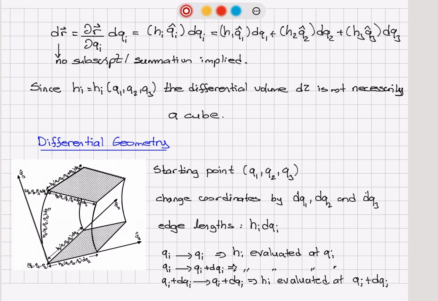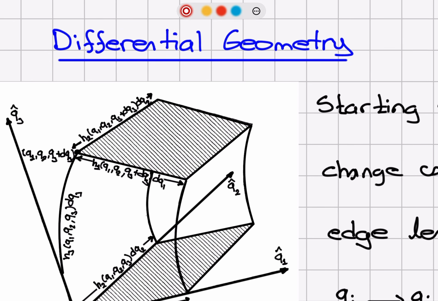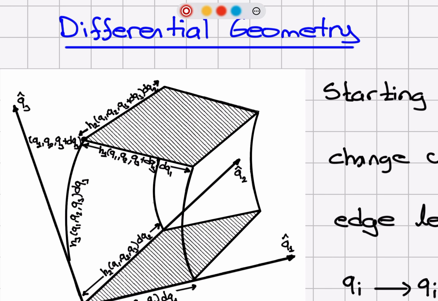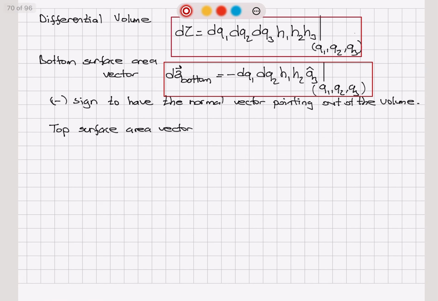Now, likewise, we can work on the top surface area. For the top surface, because I'm at position q3 plus dq3 instead of q3, the scale factors should be evaluated at q1, q2, and q3 plus dq3. And other than that, the cross product of q1 cross q2 gives me q3 hat, which is normal to the surface pointing outside. So there I don't need a minus sign.